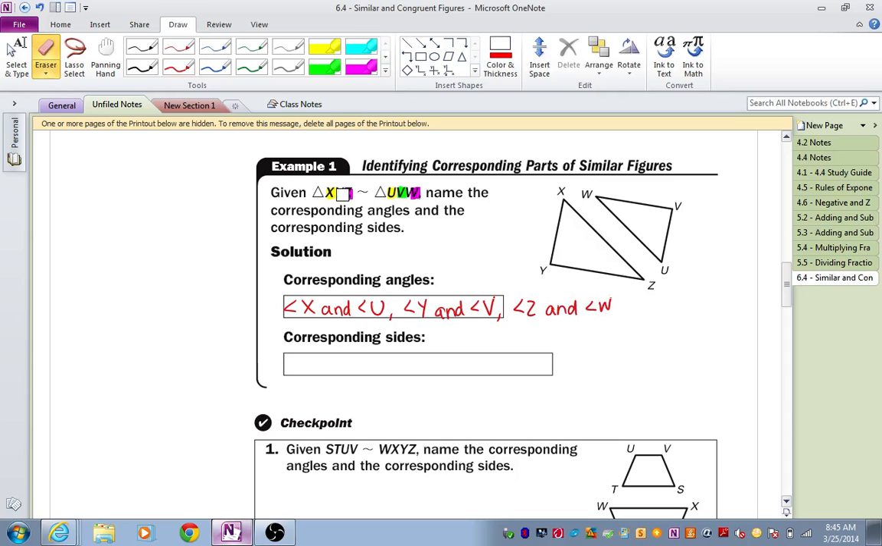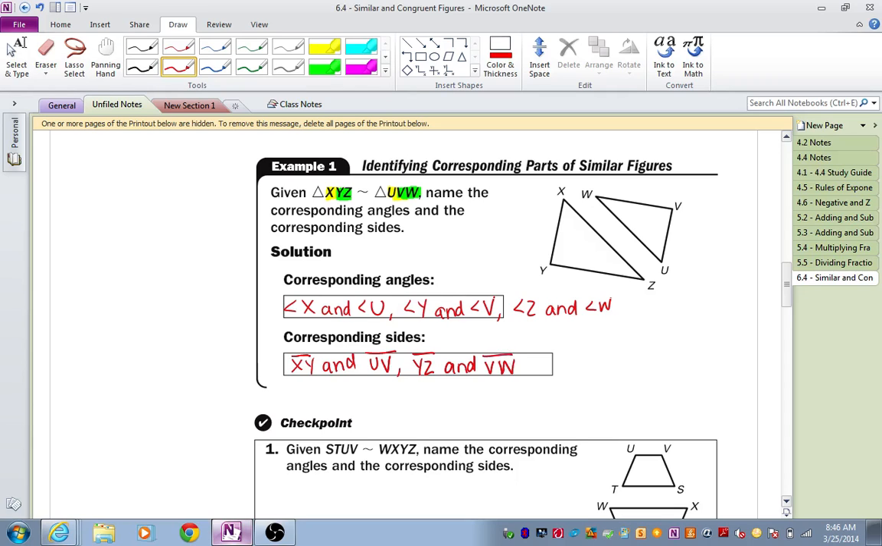Now I'm going to go ahead and erase this for a second. So for our corresponding sides, we're just going to pair up our letters and make sure we do the same corresponding letters in the other name. So we have XY and UV. So we're going to say XY, and when we're naming the sides, we put a little line segment on top. So that means the name of XY. And we said that that matches up with segment UV. Now we also have YZ and VW. So segment YZ and segment VW.